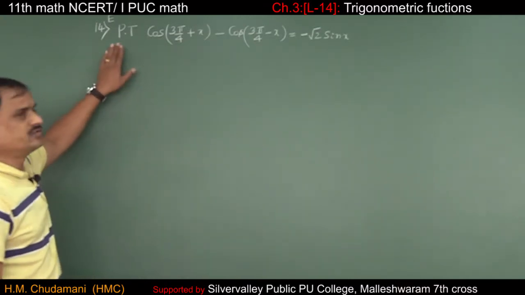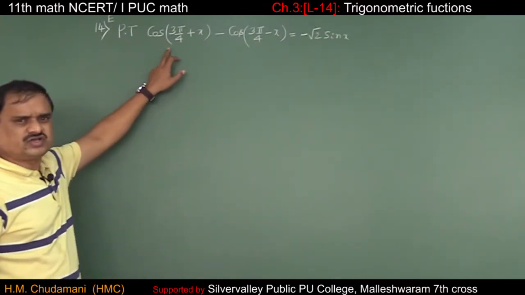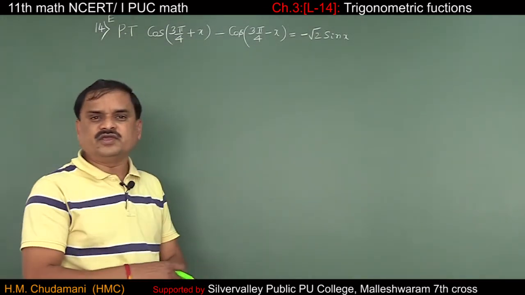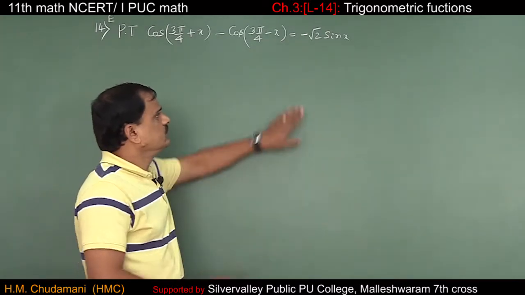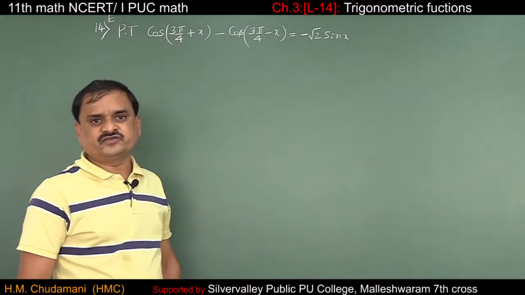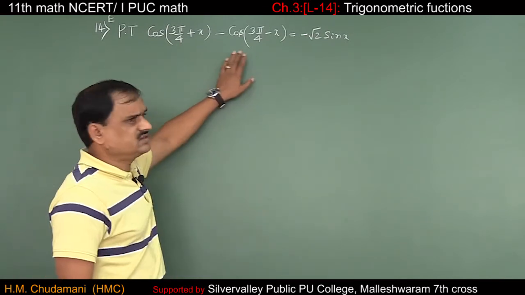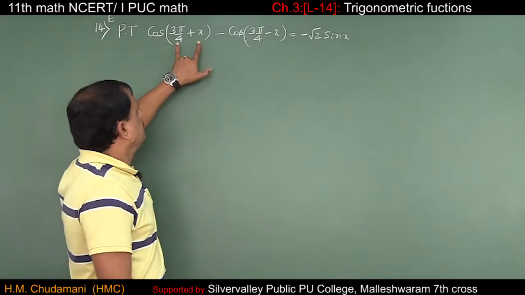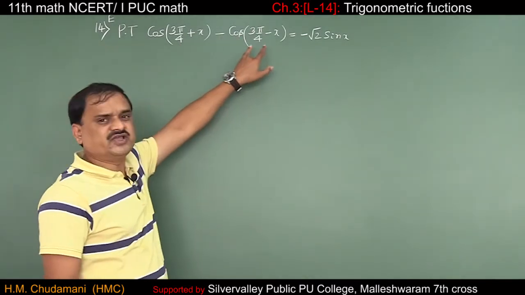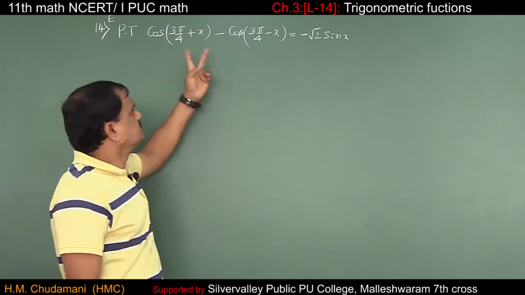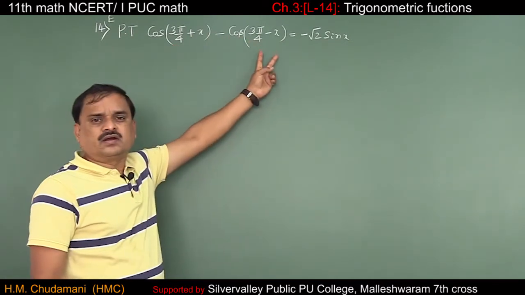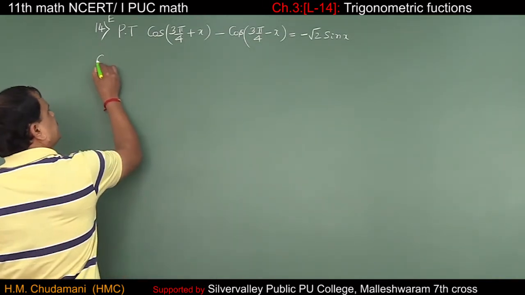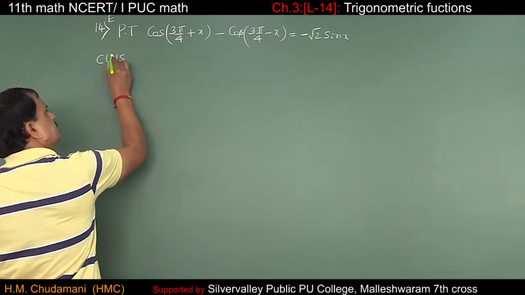Next, question number 14. Prove that cos of (3 pi by 4 plus x) minus cos of (3 pi by 4 minus x) is equal to minus root 2 into sin x. We need to prove this. Let us take the left hand side to prove the RHS. This can be worked out by two methods, either by using the cos C minus cos D formula, or else you can use the cos of a plus b and cos of a minus b formulas. Okay. Consider the left hand side.